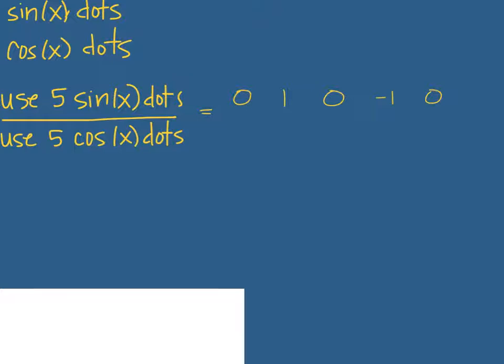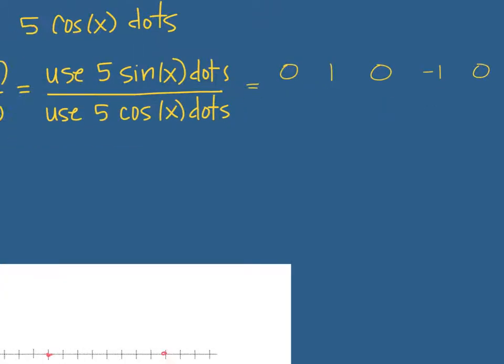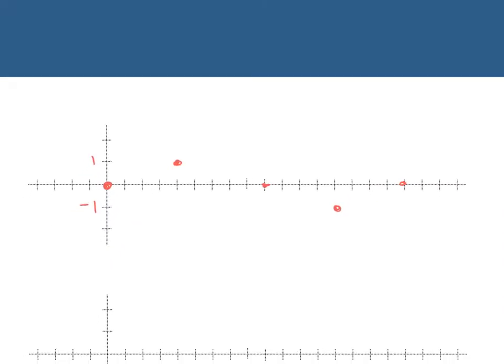All right, now I want to think about the 5 cosine dots. So I'm going to go back to my graph and I'm just going to think about those. The 5 cosine dots start at 1. So sine of x is the red. Cosine of x is going to be the green. And cosine of x went this way. Okay, those are the 5 dots for cosine, which form a different shaped wave.